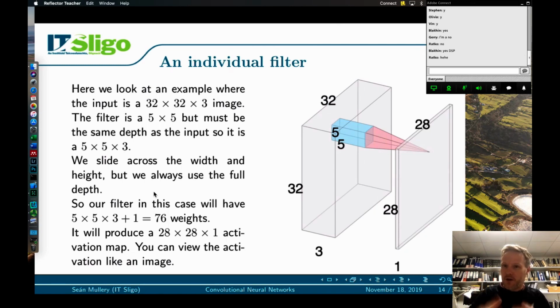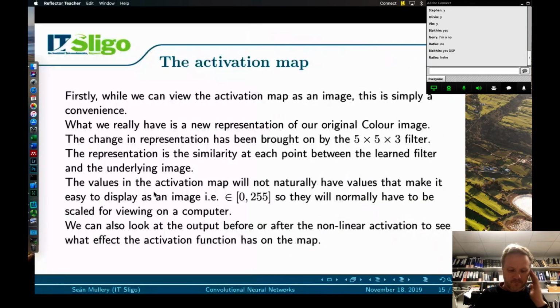And by doing that, we learn weights that learn to look for particular things in the image and learn to activate by a large amount if it sees a particular thing in the image. So you can see how it tries to learn this across the entire image. So what we really have is a new representation of our original color image. The change in representation has been brought on by this 5x5x3 filter. The representation, as I say, is the similarity at each point between the learned filter and the underlying image.